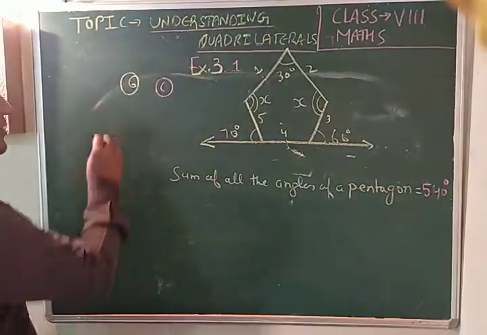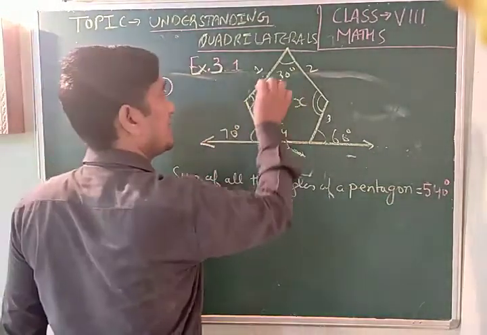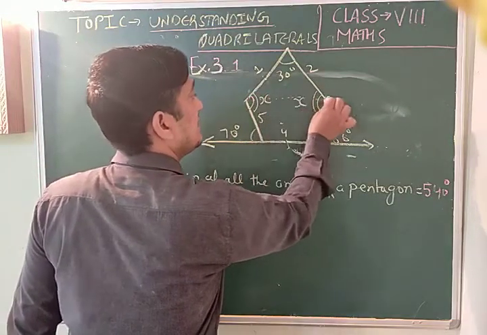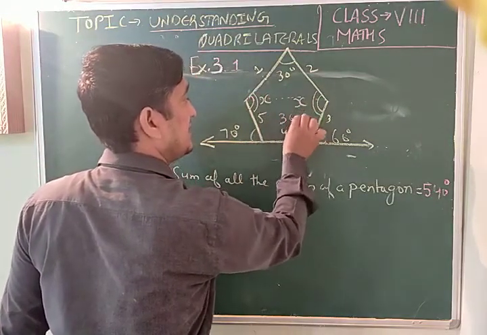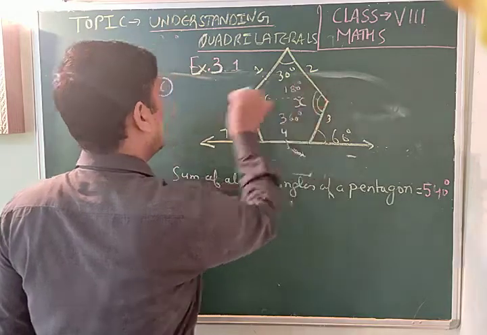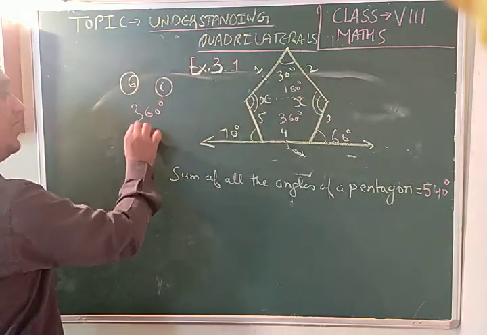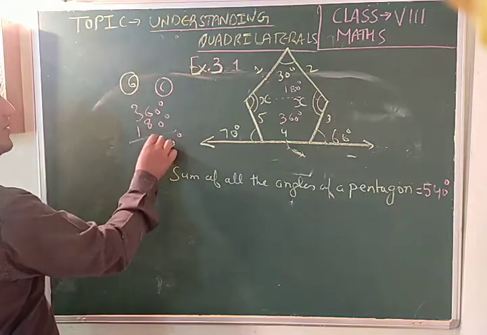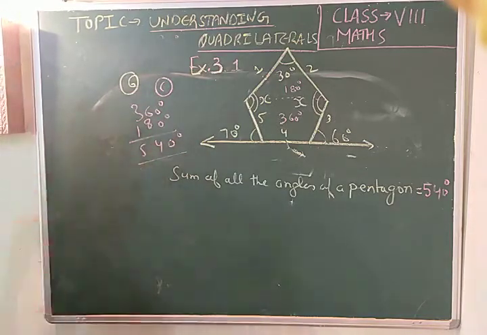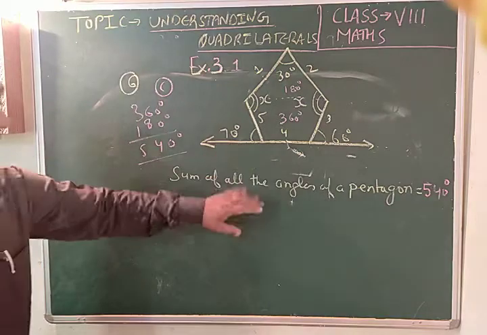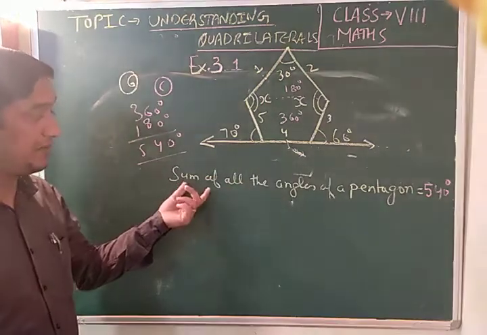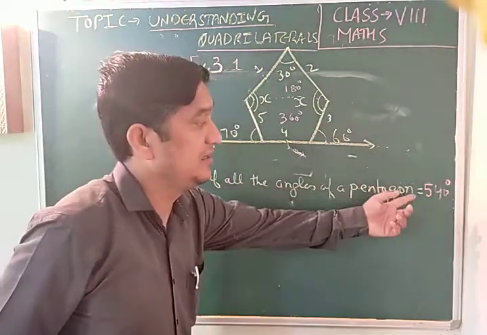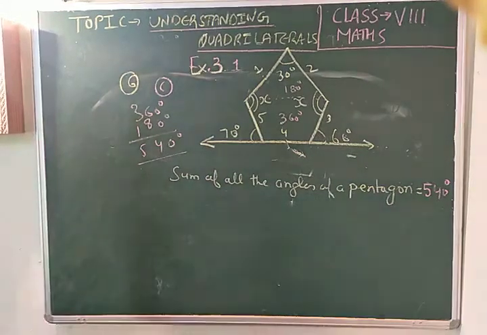If you are not able to recall that formula, that the sum of the angles of a pentagon is 540 degree, then what will you do? You will divide this like this. This is a quadrilateral, 360 degree, and this is 180 degree. Add 360 degree and 180 degree. This is 540 degree. You may do it this way. From here we know that the sum of all the angles of a pentagon is 540 degree.